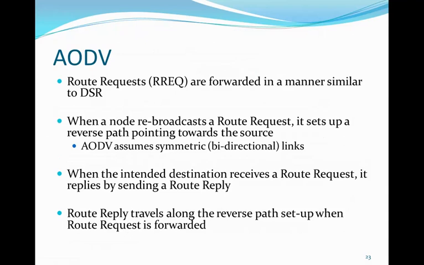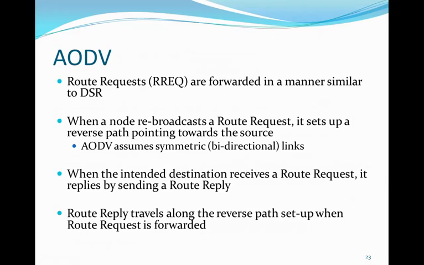In AODV, there is a route request which is forwarded in the same pattern as we discussed in the DSR protocol. When a node rebroadcasts a route request, it sets up a reverse path pointing toward the source as well, that is, from which node it has received this data and to whom it is actually forwarding this data. So there is a maintenance of a reverse path from that particular node.